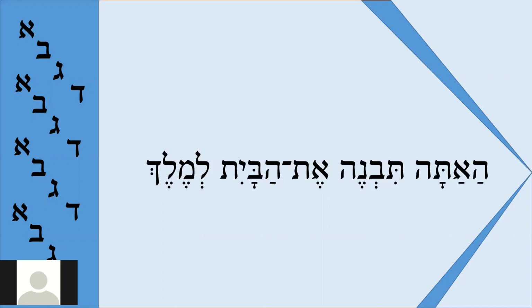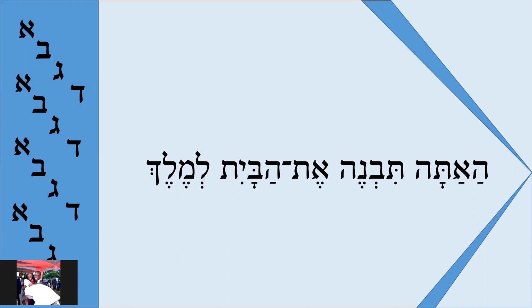Ha'ata tivneh et habayit lamelech. Very well. Now let's try to translate it. Why did you build a house? The house for a king?